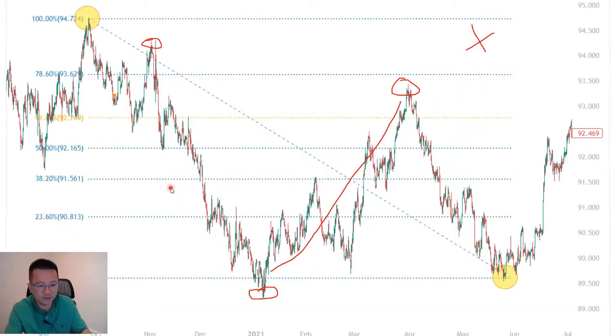Oh wait, I can't change the slide. Okay, this one follows, but then it breaks strongly. It doesn't seem to be following that diagonal middle line.